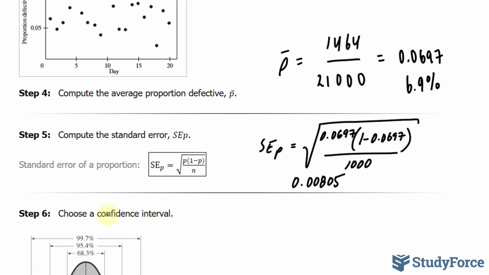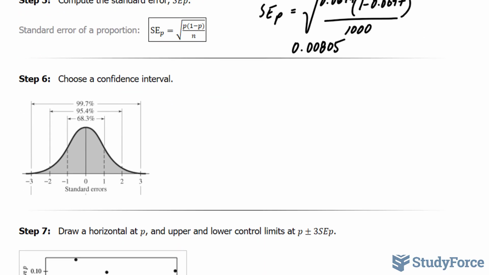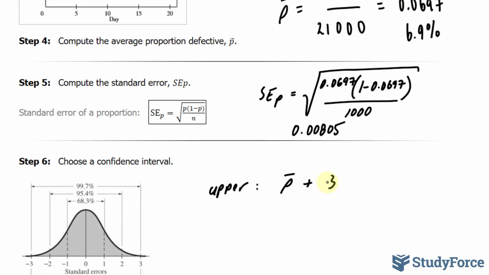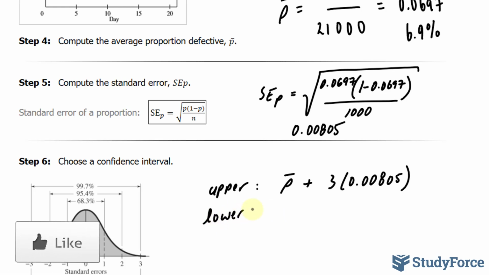Next, we have to choose a confidence interval. We have three options. We can choose a confidence interval of 98, 95, and 68. We will use 3 sigma limits, which are the most commonly used in the industry. So to do this, our upper limit will be defined as P bar plus 3 times my standard error, which is right here. Remember, if we're using 98, we do 3 times. Magnitude of 3, 0.00805. And similarly, our lower limit will be defined as P bar minus the same thing.